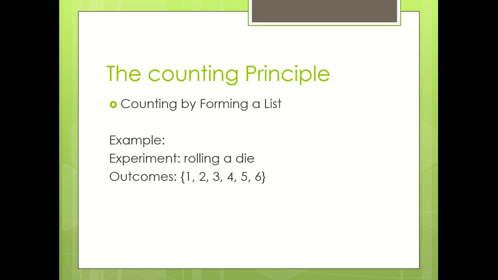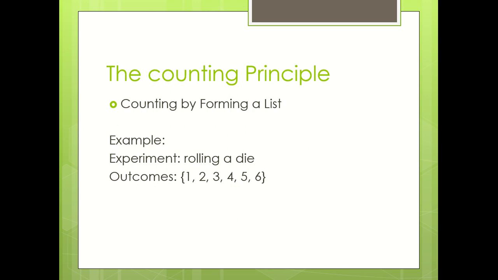So, there are different ways of counting the total number of elements in a sample space. And one of those ways is the counting principle, by means of, the first one, counting by forming a list. So in short, you just make a list, and in that list, you include all possible elements included in the sample space.